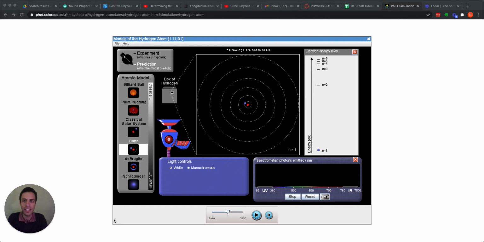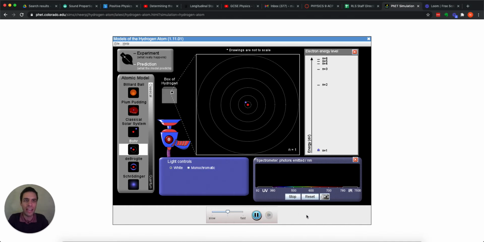This is a simulation made by PhET from the University of Colorado that shows us Niels Bohr's model of the atom and the attempt by Niels Bohr to explain these phenomena. So let's take a look and see what happens.